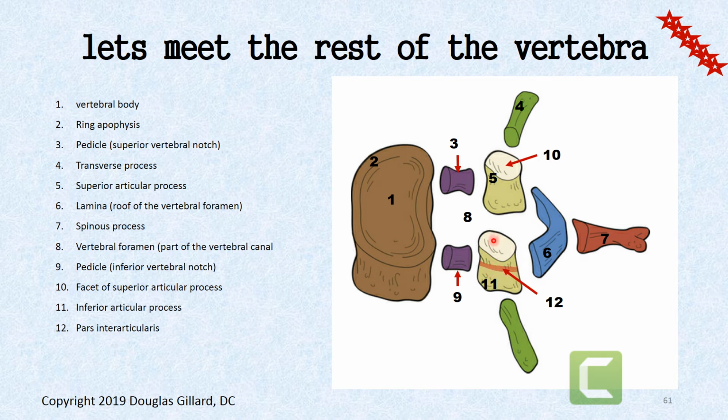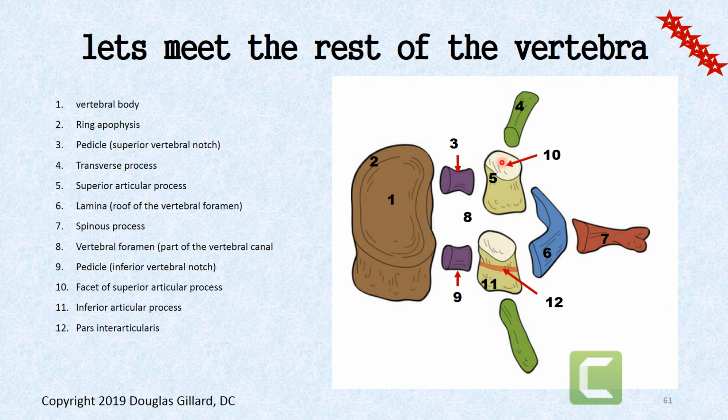The part of the articular pillar above that is called the superior articular process. Superior articular process. The part of the bone below all of this is called the inferior articular process. Got it? Now, this is not correct. We shouldn't be able to see this white stuff here. That should be the same color. I didn't have time to fix that.